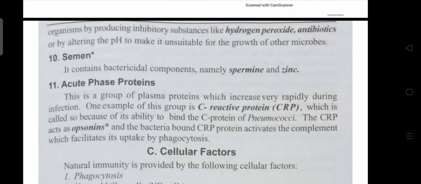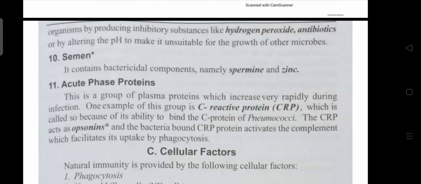And CRP acts as an opsonin. What do you mean by opsonins? It is a Greek word meaning "prepared food for." That is, phagocytosis may be enhanced by a variety of factors, collectively referred to as opsonins.